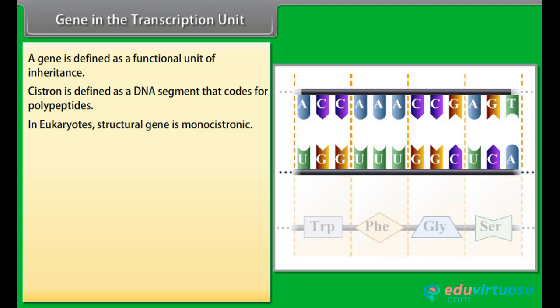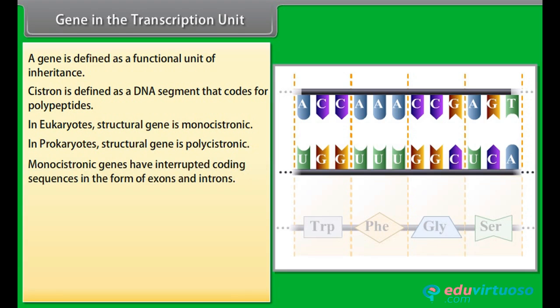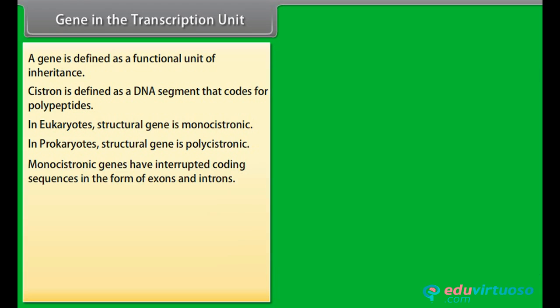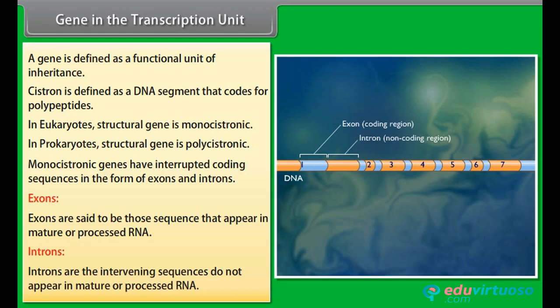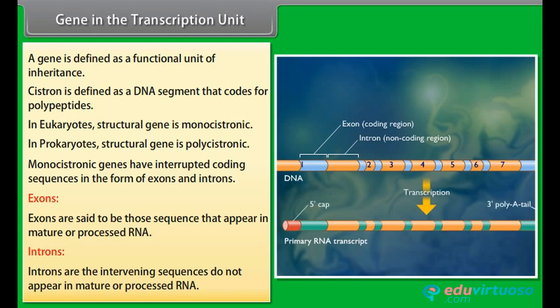In eukaryotes, structural gene is monocistronic. In prokaryotes, structural gene is polycistronic. Monocistronic genes have interrupted coding sequences in the form of exons and introns. Exons are those sequences that appear in mature or processed RNA. Introns are the intervening sequences that do not appear in mature or processed RNA.